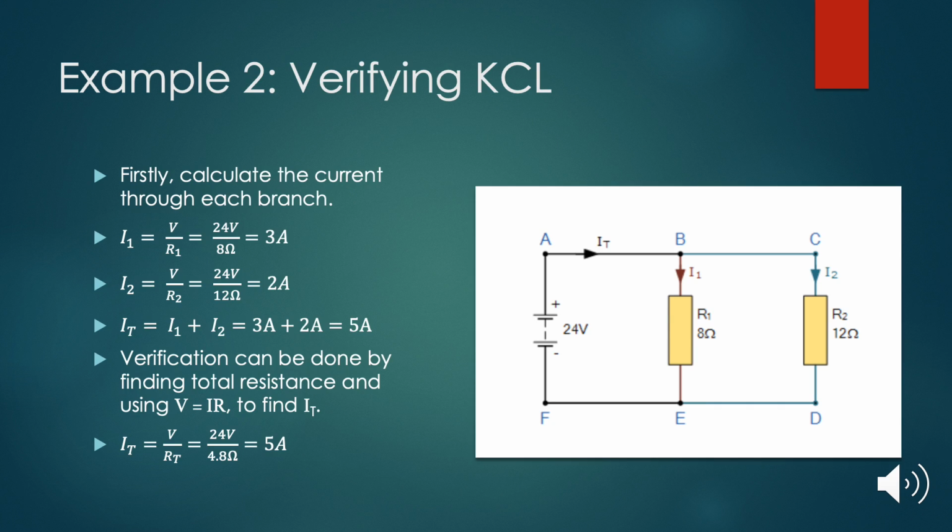In the second example, a simple circuit is set up with two resistors in parallel to a voltage source. Initially, we calculate that there is 24 volts across the resistors. Using Ohm's law, we then can calculate the currents I1 and I2.